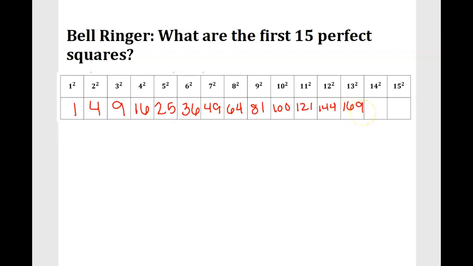13 squared is 169. 14 squared is the reverse of those last numbers. It's 196. And 15 squared is 225. So we are going to be looking for numbers that are either these numbers in red or divisible by those numbers in red.